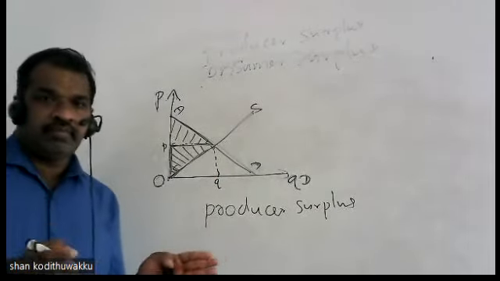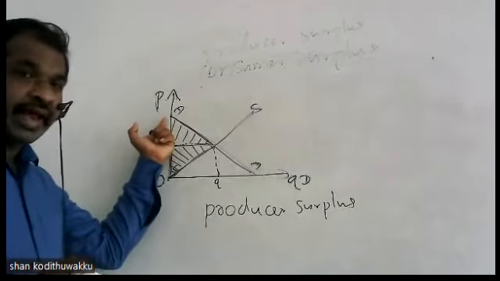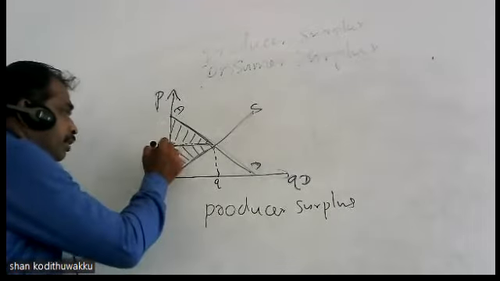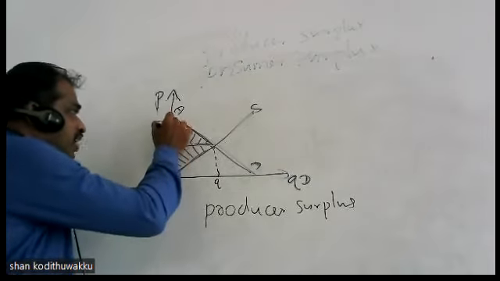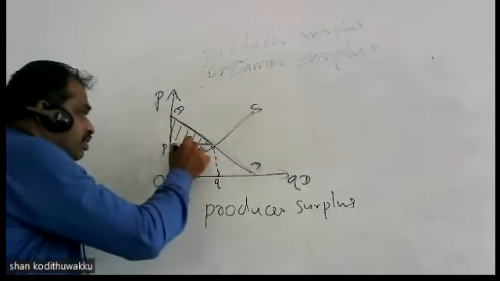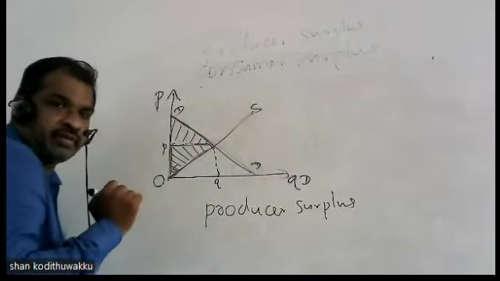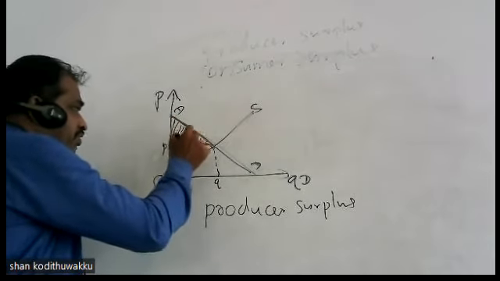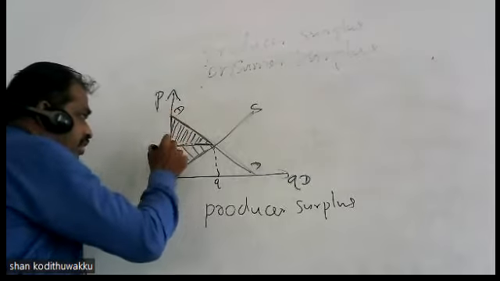Other concept, consumer surplus. Consumers are also willing to buy at this highest price. But because of the market equilibrium price, consumers have to pay this price. Therefore, consumers can save this part when they buy goods. Therefore, consumer surplus will be this area, covering this triangle.